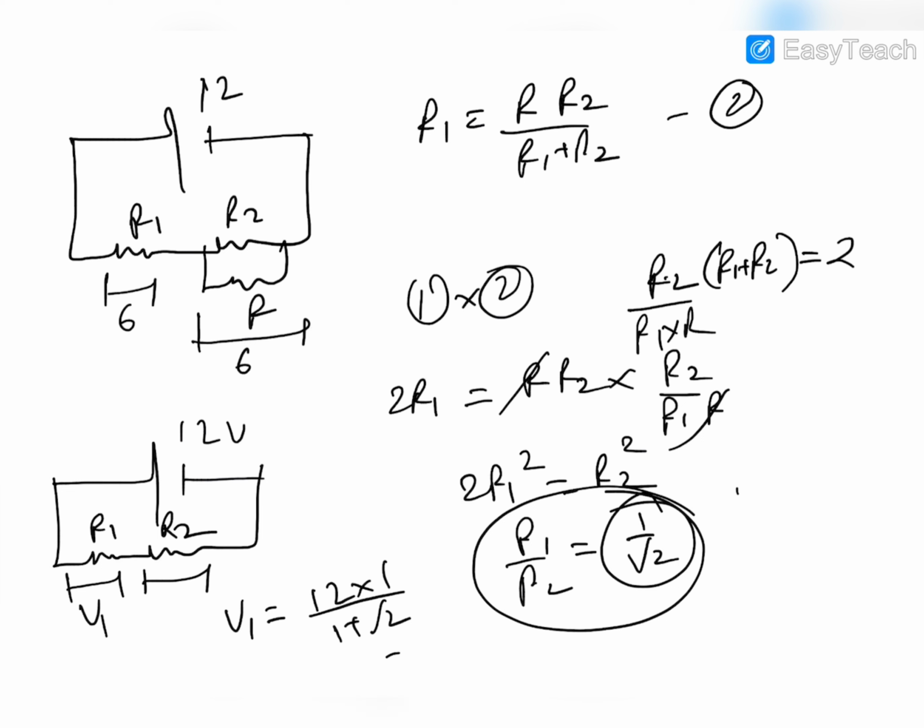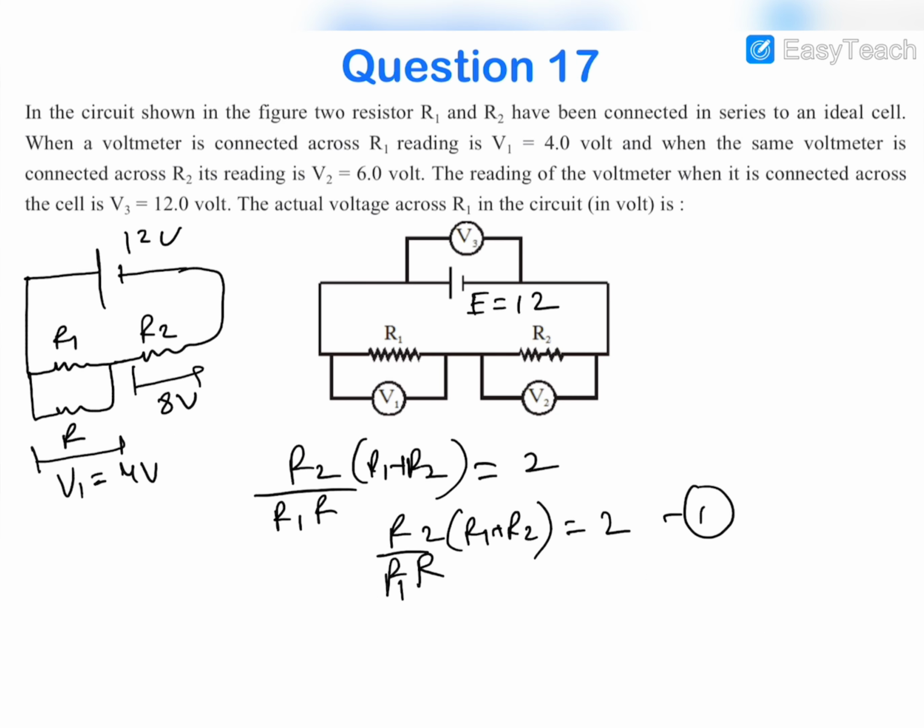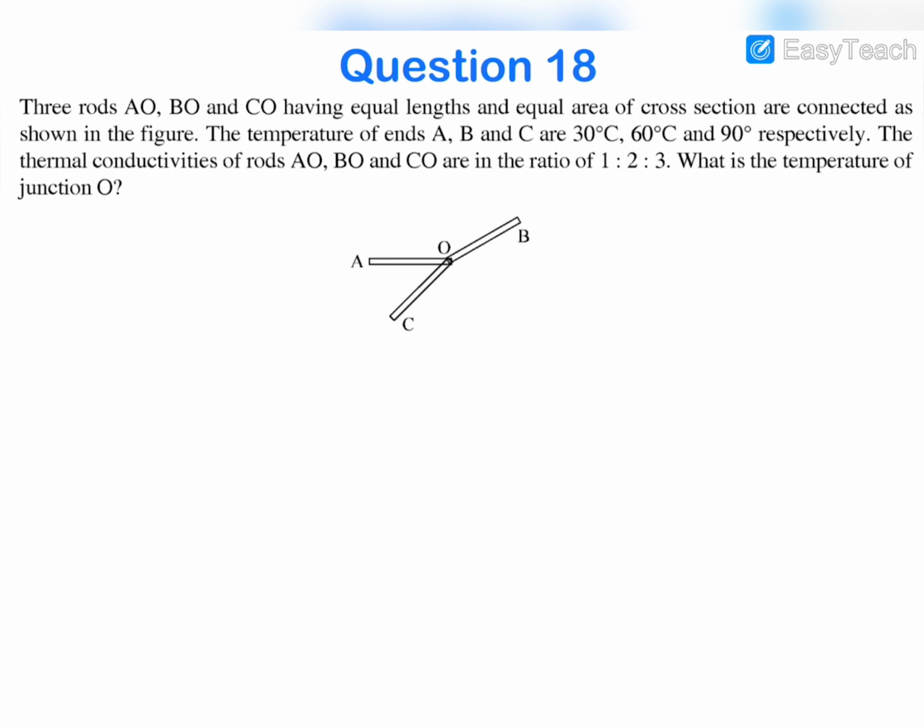Now root 2 is 1.414, so 1 plus root 2 is 2.414. So 12 divided by 2.414 is 4.97. So this is 4.97 volts, so the correct answer will be 4.97 volts. Now let's move on to the next question.